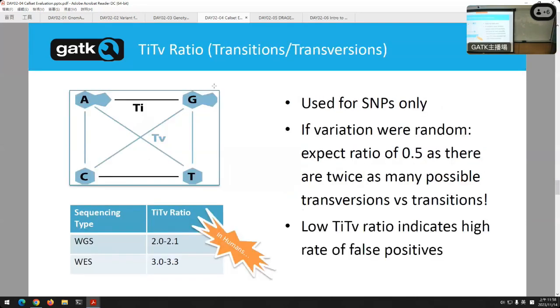Another one is the TITV ratio. Again, this is cool because it's another situation where we know something about the underlying biology and we can use it to try to see if our data matches up with it.